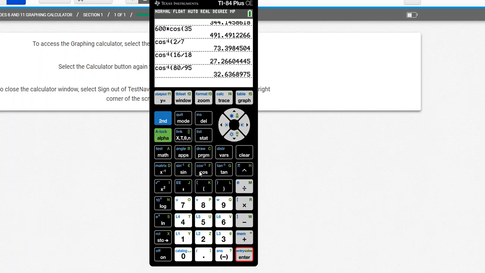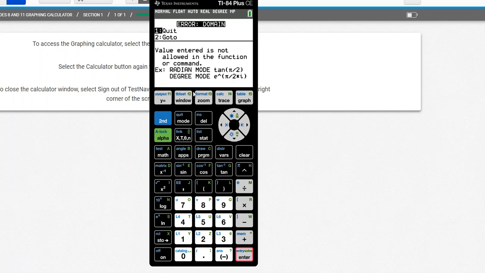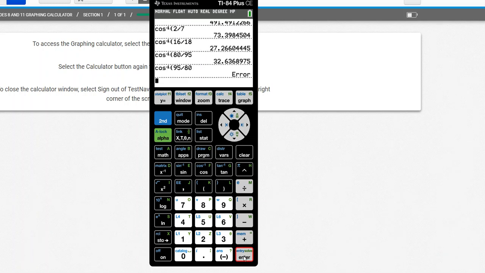If for some reason you inverse cosined 95 over 80, you get this error.